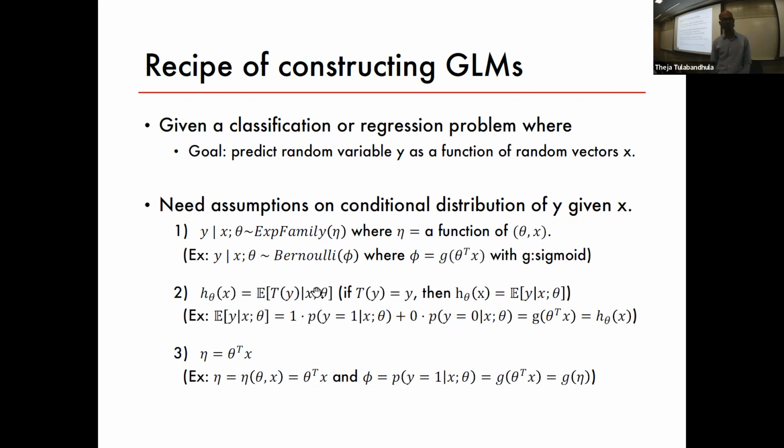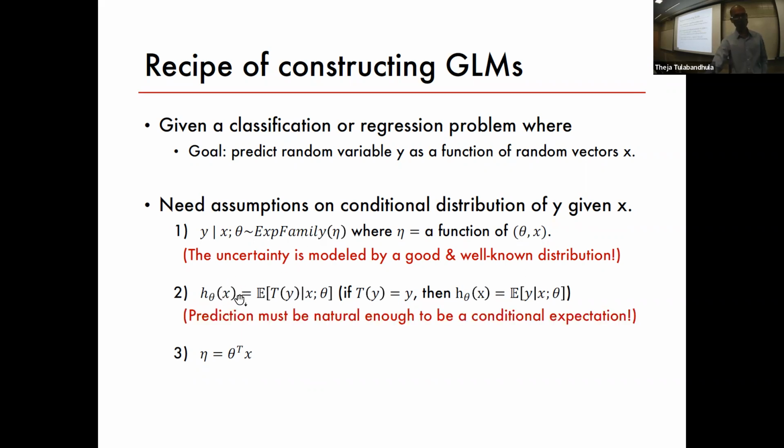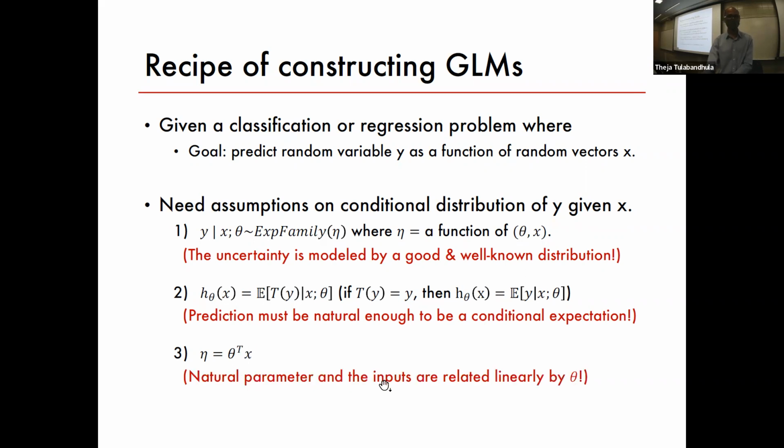So under these assumptions, we get a general recipe for any output variable. Think of an output variable which is not continuous, but maybe is integer and is maybe positive valued. Then you can choose an appropriate distribution belonging to the exponential family. And h theta of x is just the expectation of the sufficient statistic corresponding to the exponential family, and eta is equal to theta transpose x. The natural parameter and the inputs are related linearly through theta. So this is the linear part.